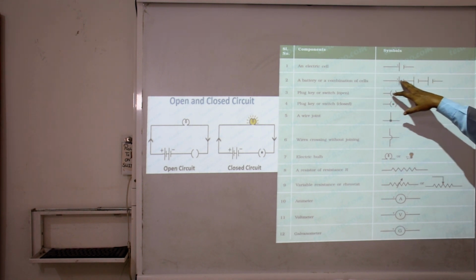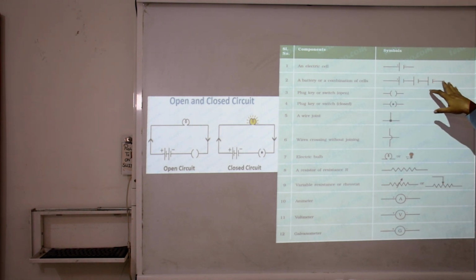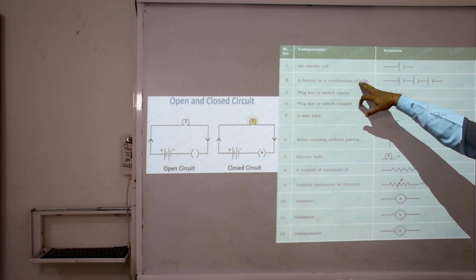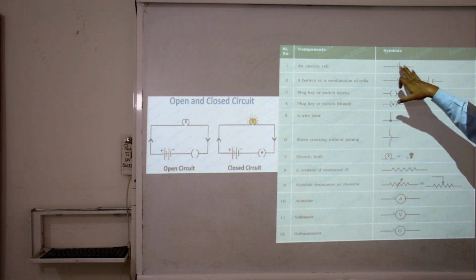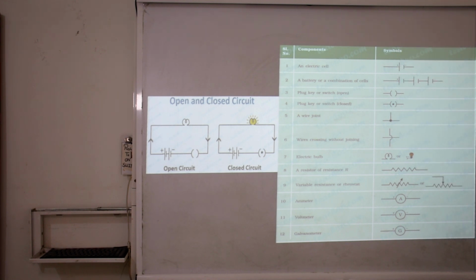When more than one electric cell is connected in series, it is considered a battery, or a combination of cells. Remember, the output of one cell is 1.5 volt. Whenever more than one electric cell is displayed in the combination, just add them, and it will give you the output.